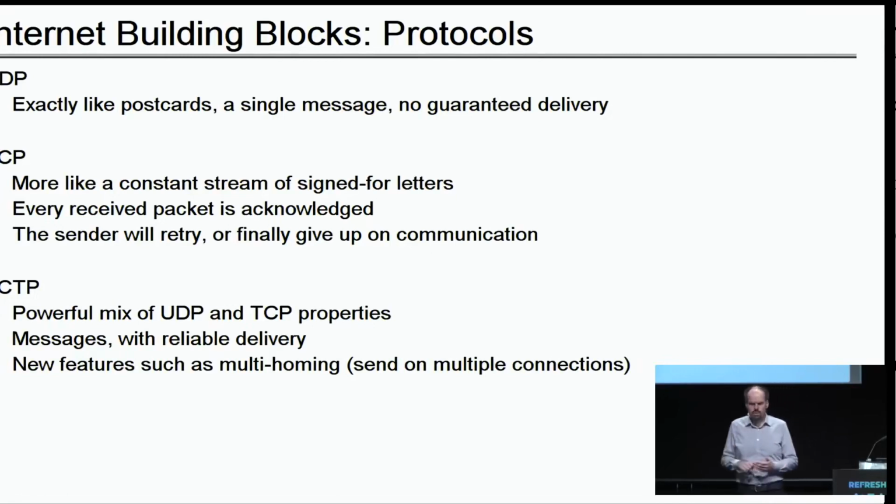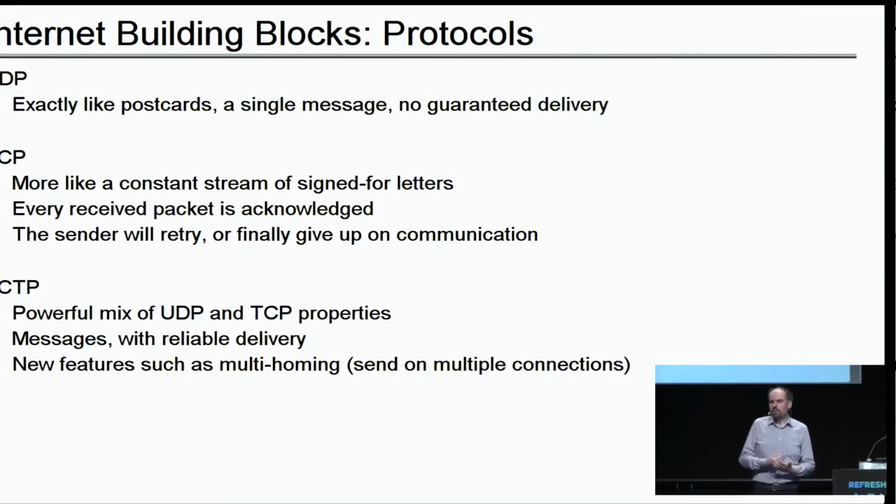So the first one is UDP. It's quite like postcards. It's just a single message. There's no context, there's no connection between two different messages, and there are also no guarantees about how this packet will perform on the network. So if you send out a UDP packet, it might arrive or it might not, and you'll never know. That can seem a bit useless, but actually it's quite good in many cases.